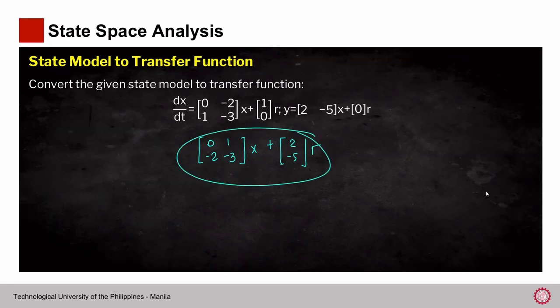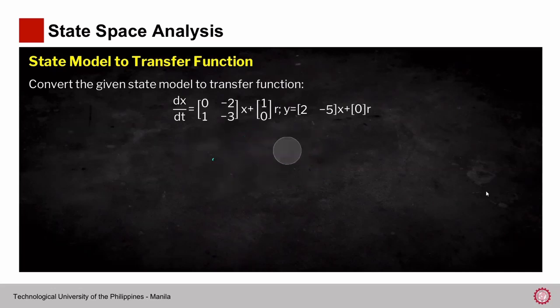Because 'di ba pag kinuha mo transpose ng observable canonical form, dapat ang lalabas ay controllable canonical form. Eh 'di ba 2, -5, hindi siya 0, 1. So mali. So in other words, hindi siya observable canonical form. So we cannot treat it as observable canonical form.